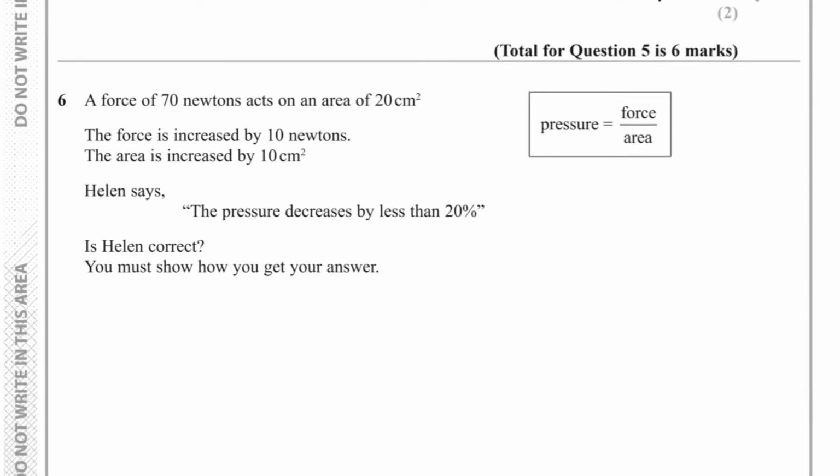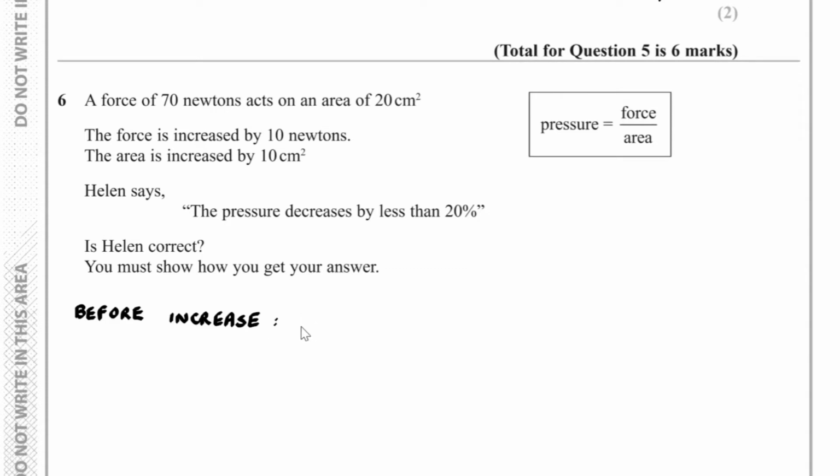Question number 6. A force of 70 newtons acts on an area of 20 centimeters squared. The force is increased by 10 newtons. The area is increased by 10 centimeters squared, and Helen says the pressure decreases by less than 20%. Is Helen correct? You must show how you get your answer. We are given that pressure is equal to force divided by area. Well, what we can do is find out what the pressure is before the increase and then after the increase.